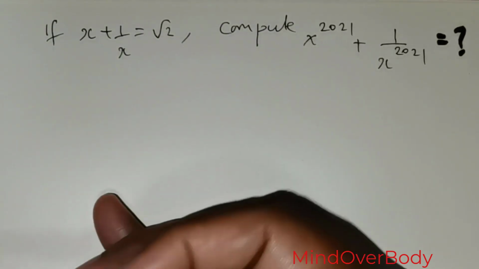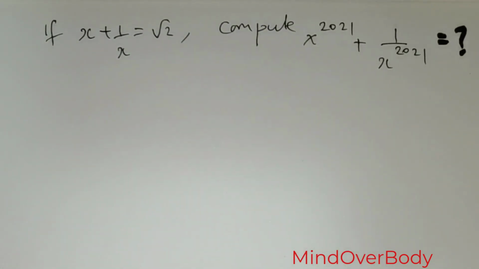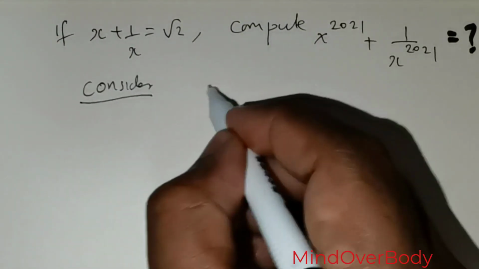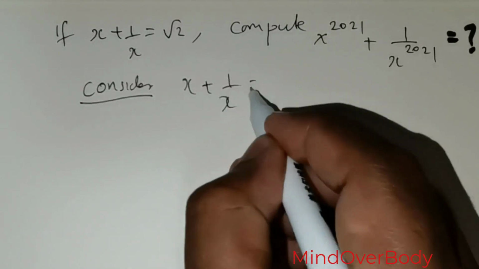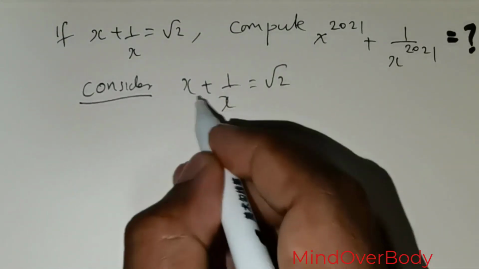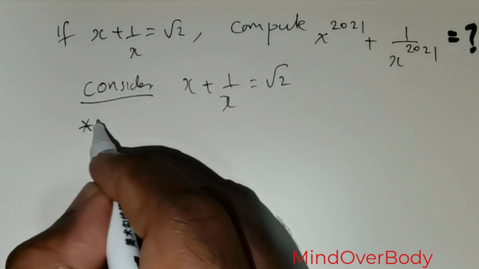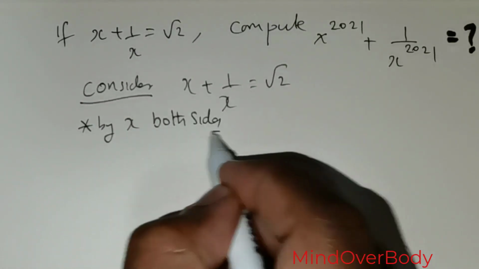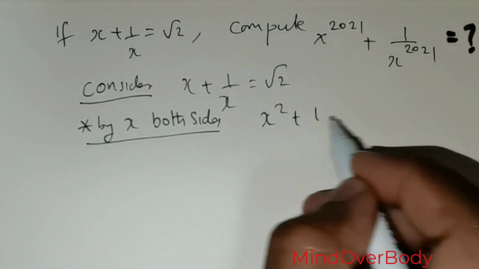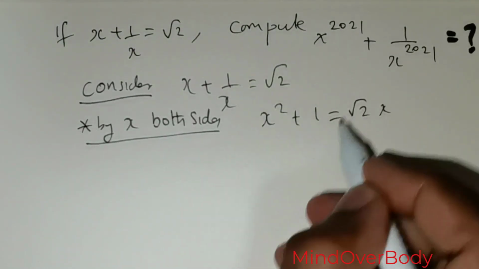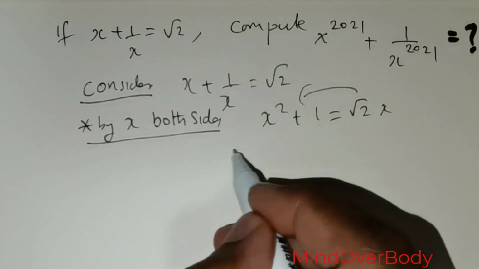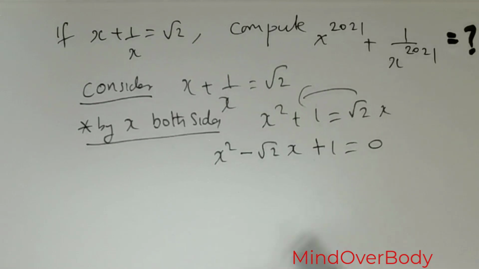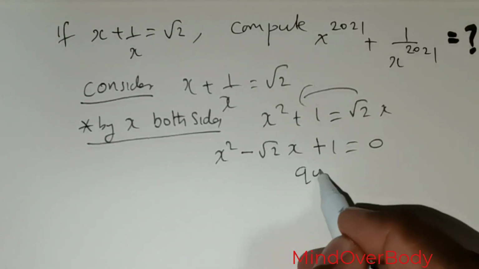Foremost, I would solve it by considering x plus 1 over x is equal to square root of 2. You can multiply by x on both sides, and that would give you x squared plus 1 is equal to root 2 times x. Move root 2 x to the left, you get x squared minus root 2 x plus 1 is equal to 0.